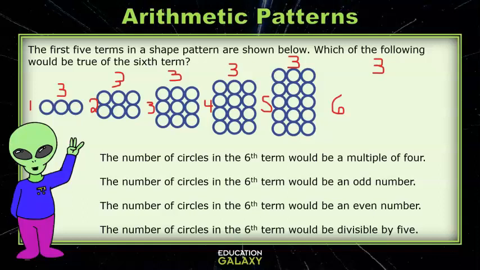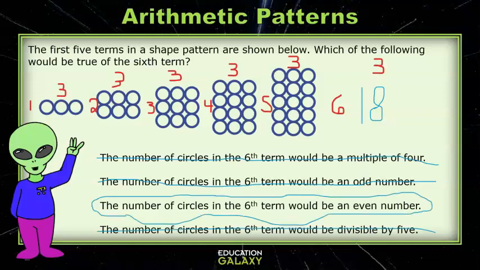That would give us a total of 18 circles, since 3 times 6 is 18. The answer choices are talking about the number of circles, 18. We know 18 is not a multiple of 4, and it's not an odd number, so we can eliminate those 2 answer choices. 18 is even, but it's not divisible by 5. So this answer choice must be correct.